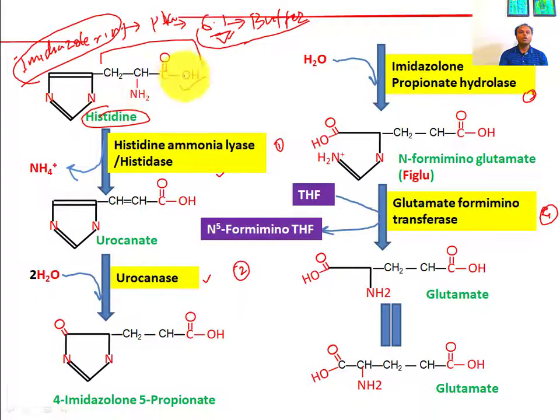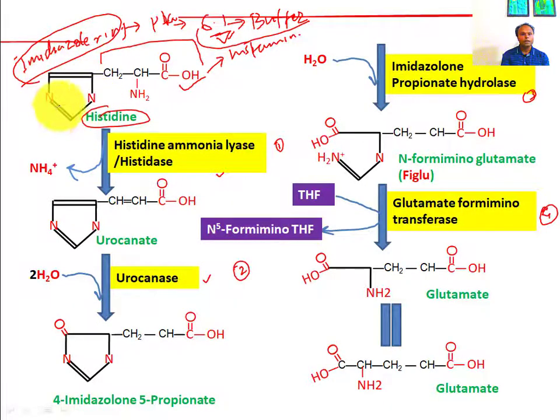And histidine is also the source of histamine. And histamine, we know, is a very important autocoid and neurotransmitter. Now let's talk about this histidine. So this is histidine. Let's understand the structure of histidine.